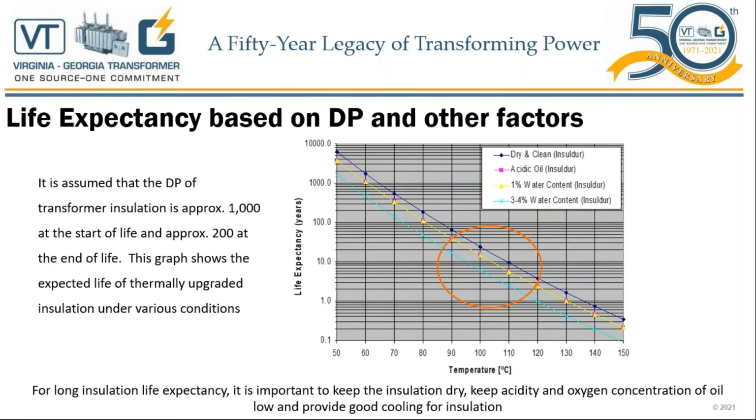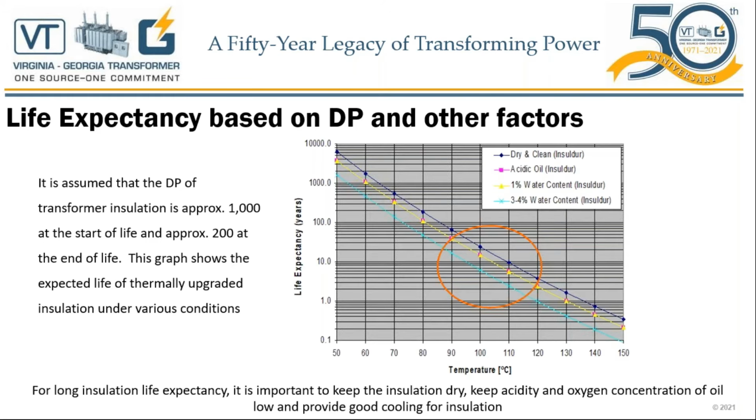On a brand new transformer insulation, the DP is approximated to be around 1,000. Now, keep this number, 1,000. What is this? 1,000 years life expectancy. So when we ship these transformers to you, the insulation that we give to you is minimum 1,000 years, as long as they are kept and run with the conditions that we're going to talk about.